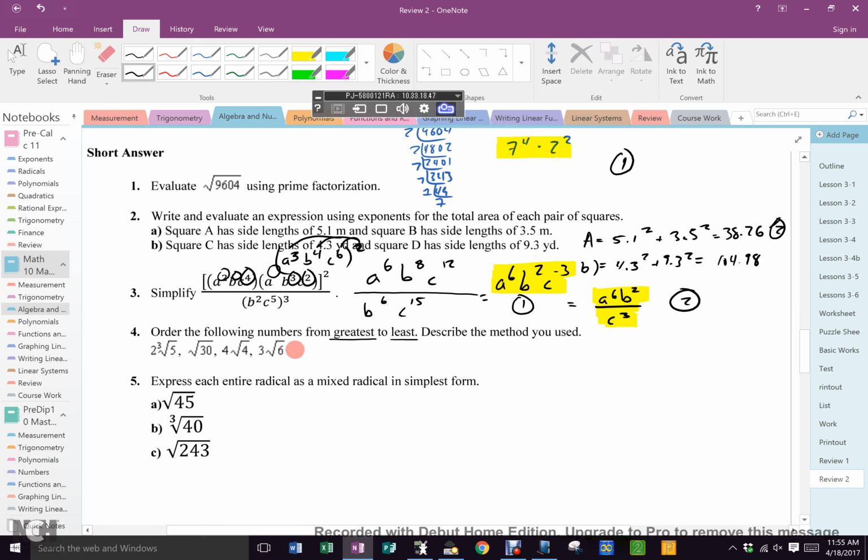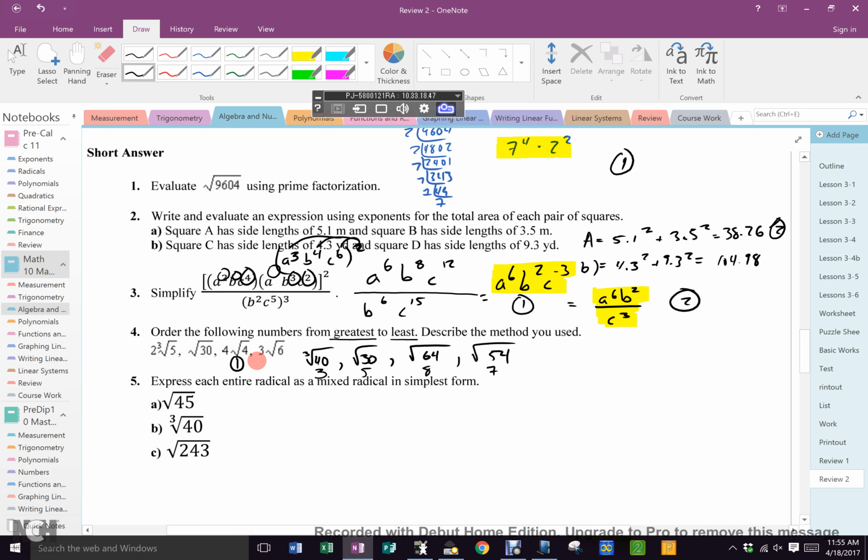I would have turned them all into whole entire radicals. So that is the cube root of 40, root 30, root 64, and root 54. Cube root of 40, I know, has to be just a little bit more than 3. Right? So that's about 3. Square root of 30 is around 5. Square root of 64 is 8. Square root of 54 is just a little bit more than 7. Then you put them in order from biggest to littlest.